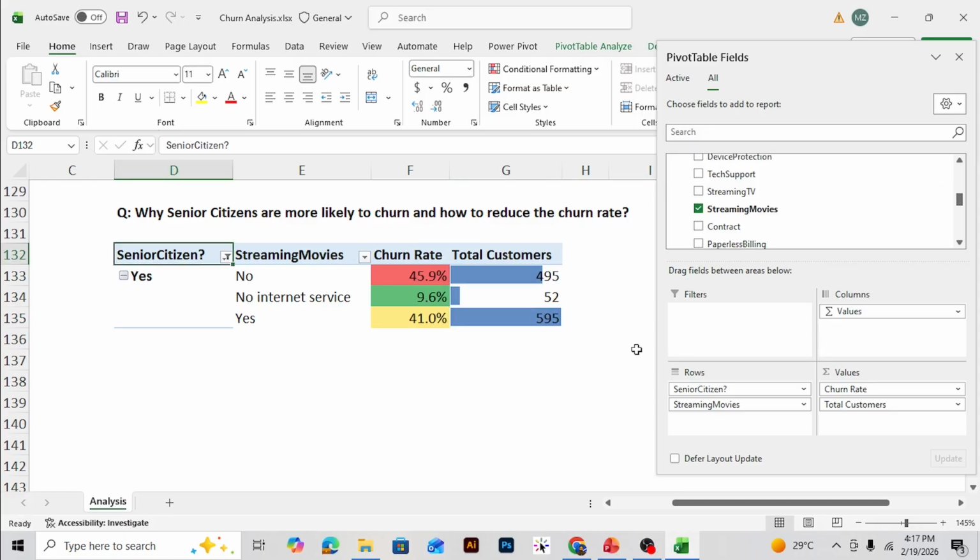And very similar advice for streaming movies. You can see it is also following the same pattern. Those who are not using the streaming movie service have a churn rate of 45%, and the total number of customers is quite similar for those who are not using the streaming movie service and those who are using it. And those who are using it have a churn rate of 41%, not a very good indicator for the streaming movie service. So we need to figure out what the problem is with this service.